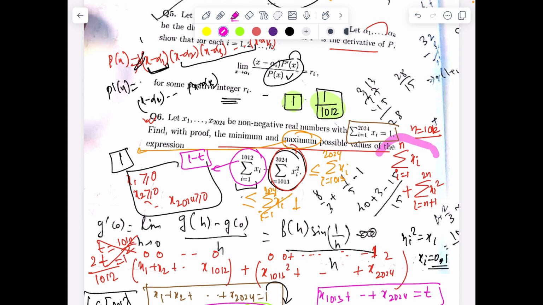So in general, for those who want the answer to the generalized problem which I posed in the beginning, its maximum value will still be 1 and minimum value will be 1 by n. Okay. Now at what condition is the minimum achieved? One of the conditions for getting the minimum is when all these xi from 1 to 1012 become 0, and the remaining are all equal, and they are equal to, you can calculate, 1 by 1012 each.